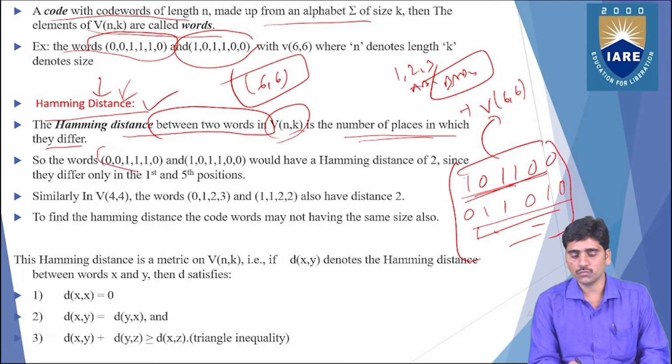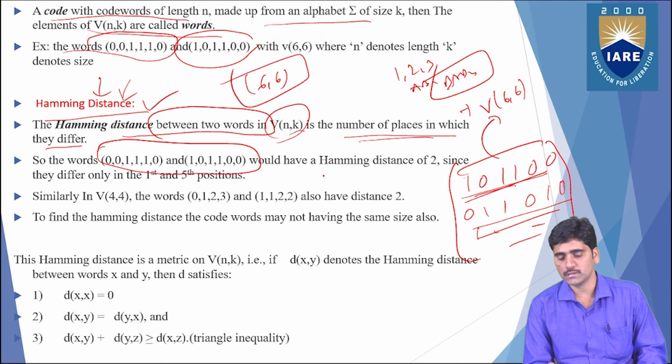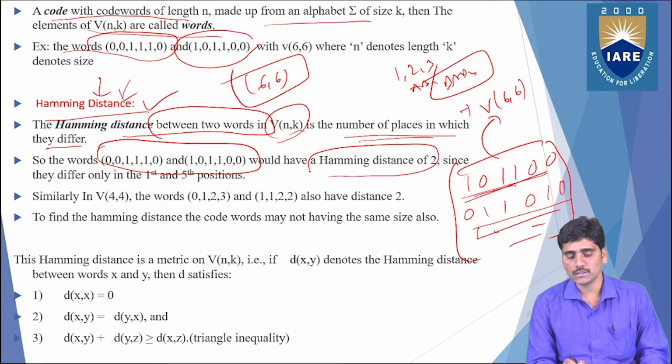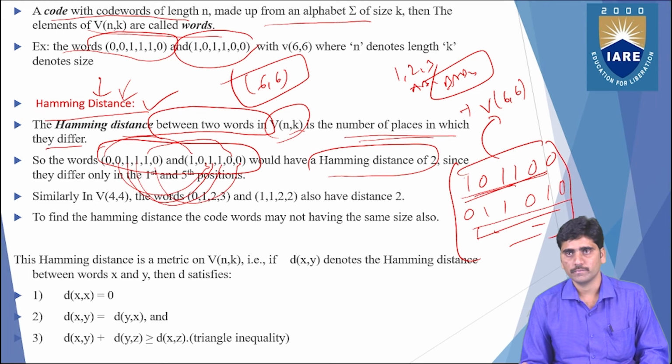So consider these two words. Here 0 0 1 1 1 0 is one word, and 1 0 1 1 0 0 is another word. The Hamming distance is 2. Why? We already said that Hamming distance between two words is the number of places in which they differ. From 0, this is 1, so in the first place it differs. Then 0 is 0, same, and 1 is 1, same, and here 1 is 1, same, and here 1 differs from 0, and the last 0 is 0, right?